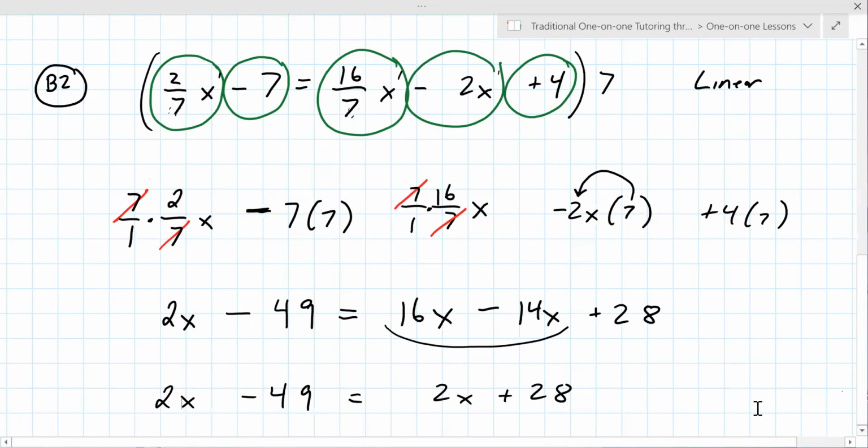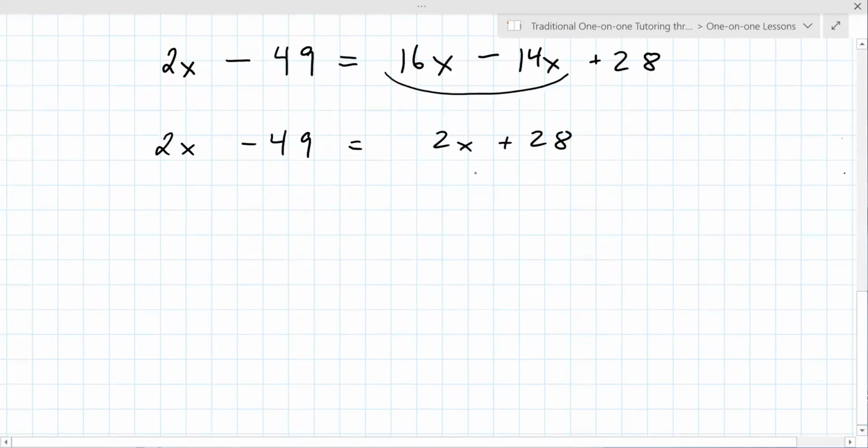Let me know when you're caught up to this line here. Okay. Almost there. I'm just combining them. Okay. All right, so just like in the previous problem, we're going to undo positive 2x by subtracting 2x, or undo it with the opposite operation.